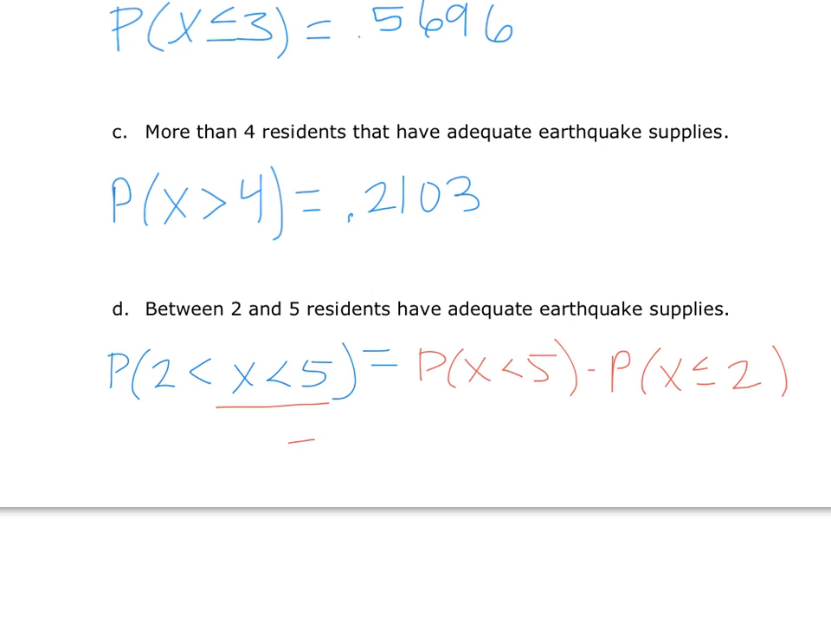So the probability that x is strictly less than 5, we get 0.7897. And then plugging in a 2 to the calculator, we're going to want to subtract off the probability that includes 2. So that's going to be 0.3127. So doing that subtraction, we get 0.477.